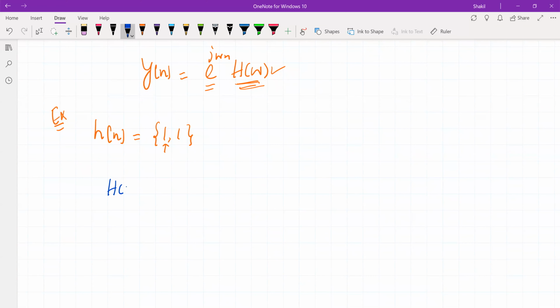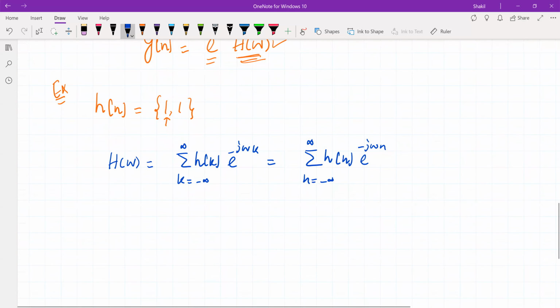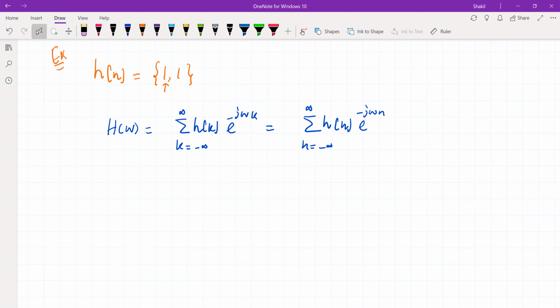How do you define frequency response? You say the frequency response is the Fourier transform, or simply this summation of h of k e raised to minus j omega k. You can also use n, there is no restriction. This h of n or h of k is a sequence, so whether you use the time index as n or k, it's immaterial. Now you can see there are only two sample points here, n equal to 0 and n equal to 1. This has only two non-zero points, and the rest of the samples are zeros.